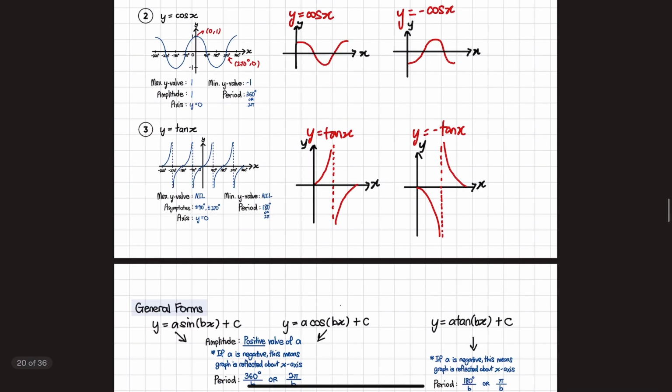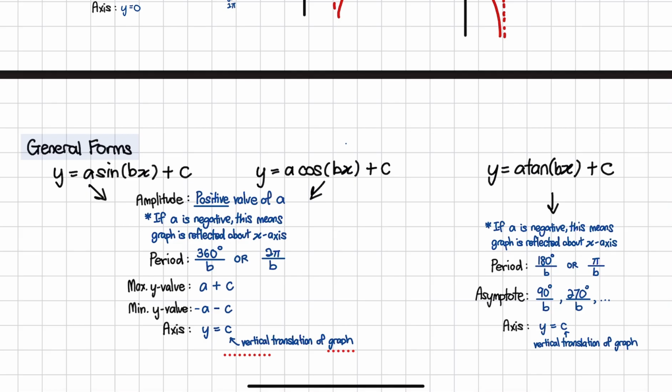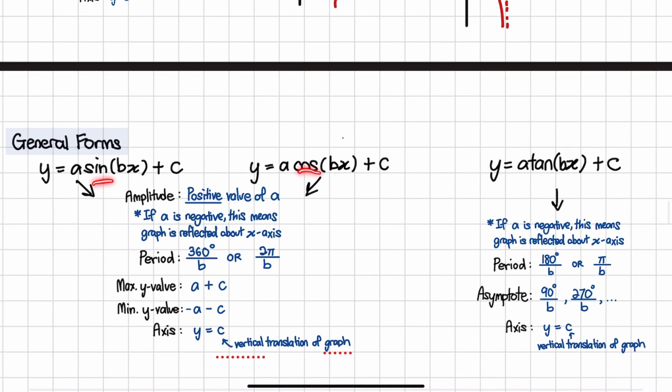Let's now move on to the general form of Trigo functions. We know that we have three Trigo functions: sine, cosine, and tangent. All of them can be written in this general form: y equals a sine, cosine, or tangent of (bx plus c).